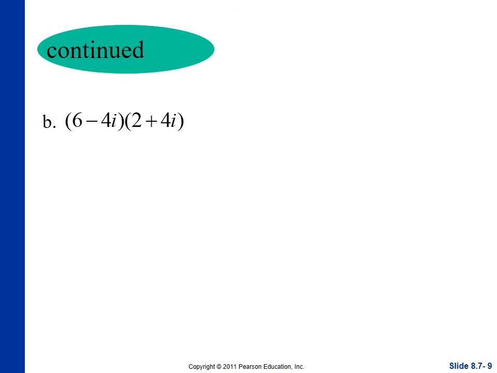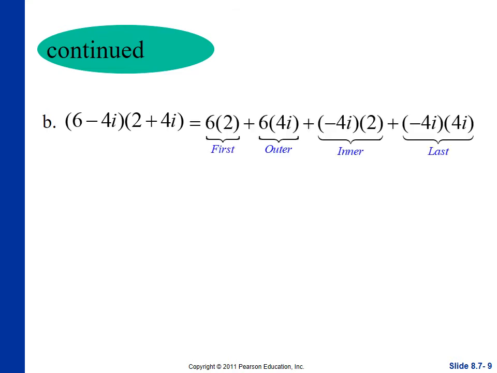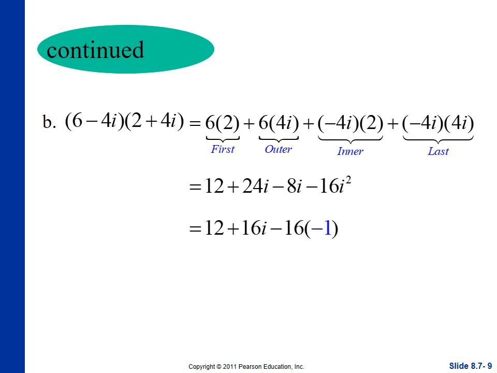Over here we're going to do the same thing, and we're going to use FOIL. I always use the distributive property, but the book uses FOIL here, so we're going to do that. First is 6 times 2, outer is plus 6 times 4i, inner is -4i times 2, and last is -4i times 4i. So you end up with 12 plus 24i minus 8i minus 16i squared, and we simplify that into 12 plus 16i minus 16 times -1, which becomes 12 plus 16i plus 16. We combine like terms and get 28 plus 16i.